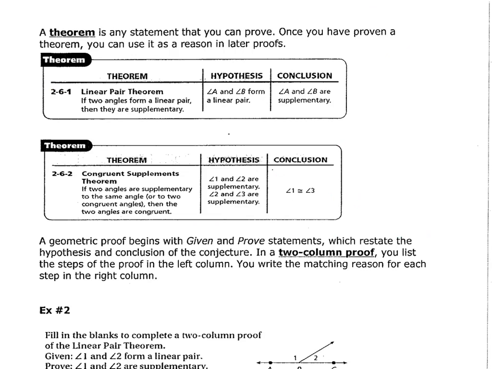Remember, a linear pair formed by angles is something that looks like this, where your two angles have a common vertex, they have a common side, and they form opposite rays, where a ray starts at the same point and goes off in different directions.